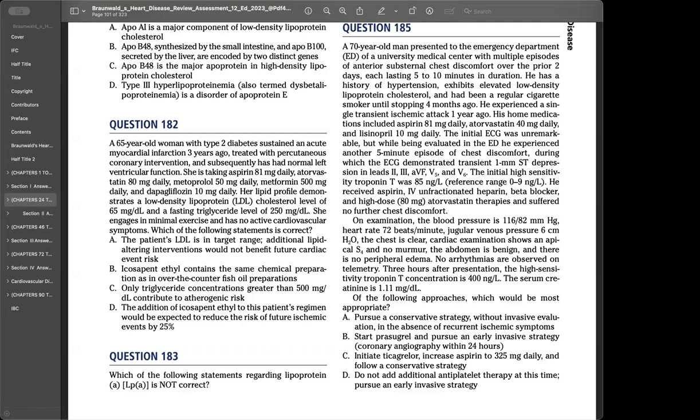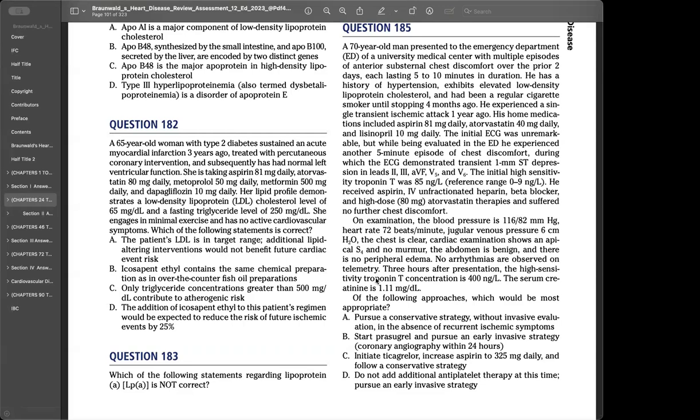Prasugrel is also contraindicated in persons that have already had a stroke. Although they say this patient had a transient ischemic attack, so I'm not sure whether it's also contraindicated in that case. But a patient that has already had a stroke before cannot use prasugrel. It's contraindicated in them. Prasugrel is contraindicated in patients that are over 75 years, that have a body weight of less than 60 kilograms, and have TIA or stroke.